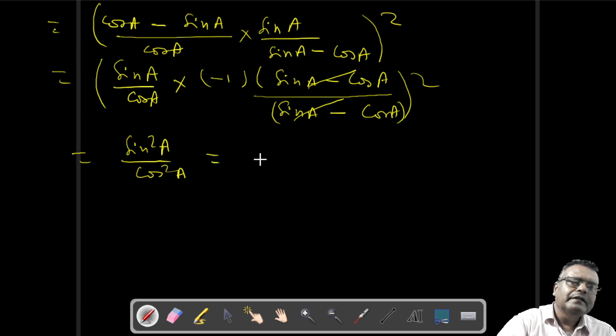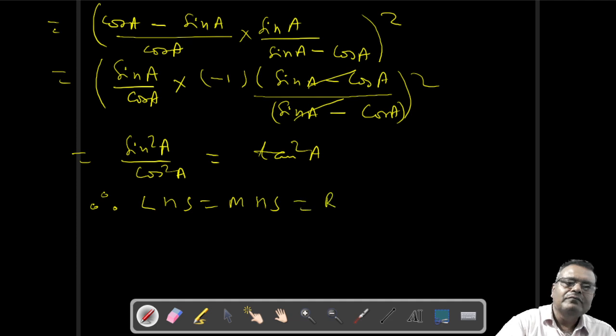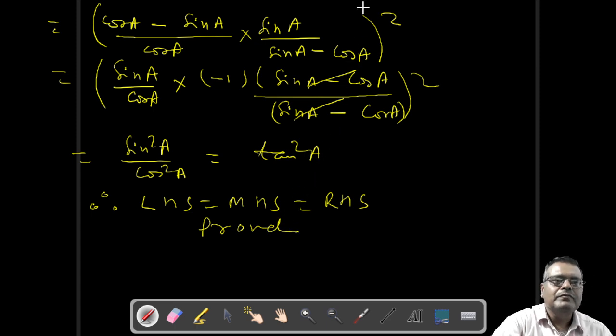So you will get sin A by cos A whole square, that is tan A, its value is tan²A. So LHS is tan²A, MHS is tan²A, and RHS is tan²A. Therefore, LHS is equal to MHS, middle hand side, equal to right hand side. This only you had to prove. All the 10 questions are proved, children.